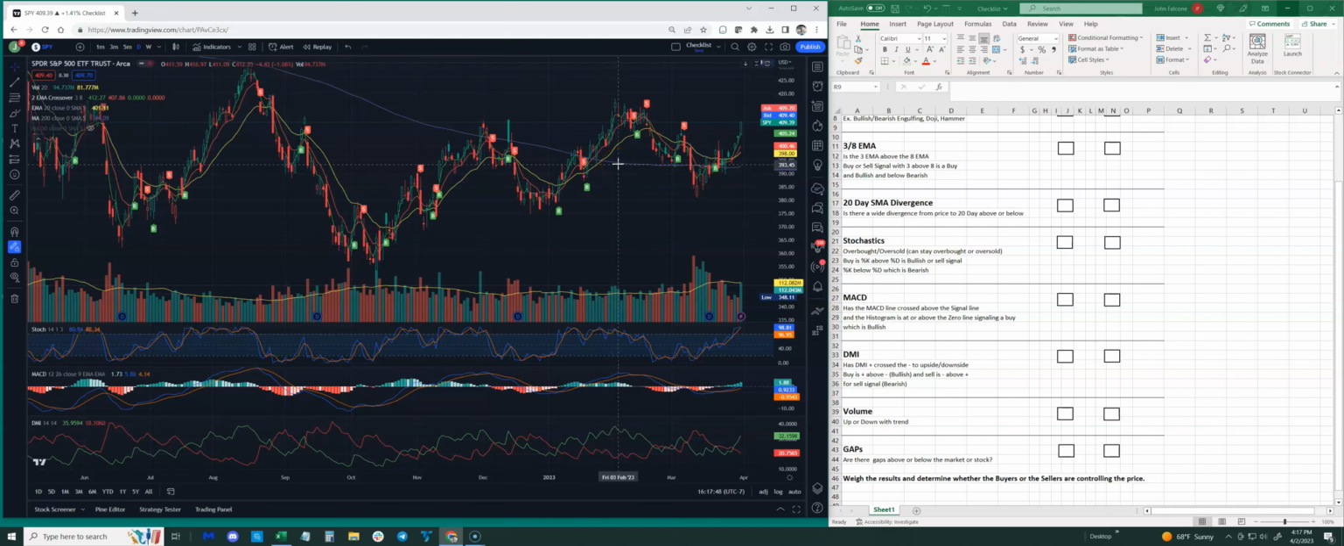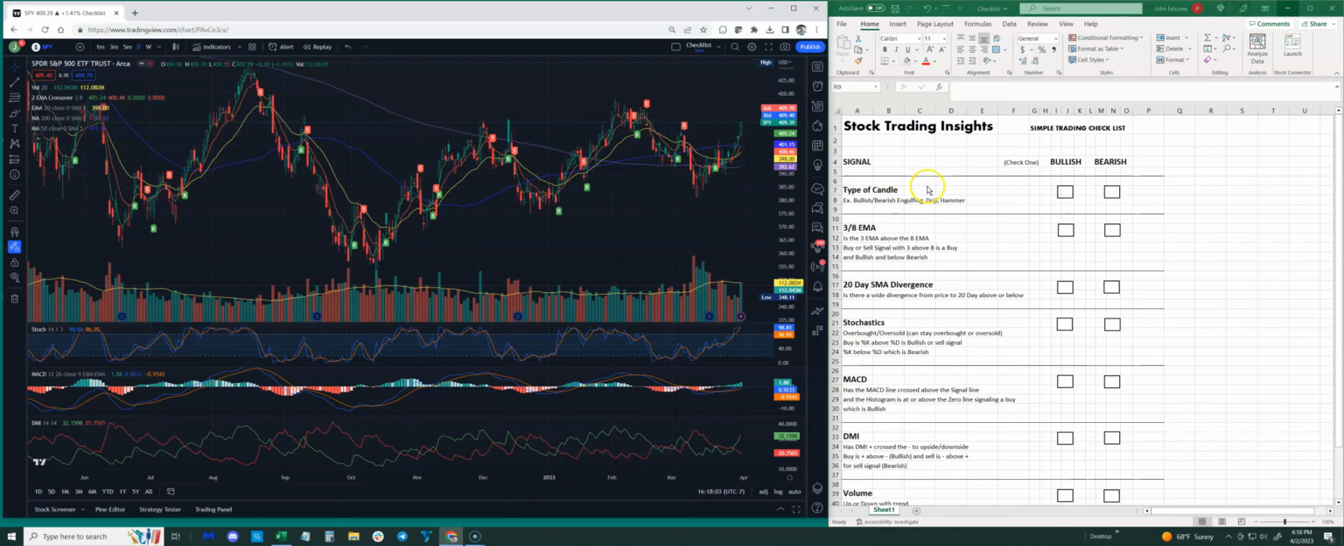I like to know if we're above or below. And I've added the 50-day moving average. I want to know if it's crossed above the 200 or not. That's very bullish. So let's go over the first one. The type of candle, is it bullish or bearish?